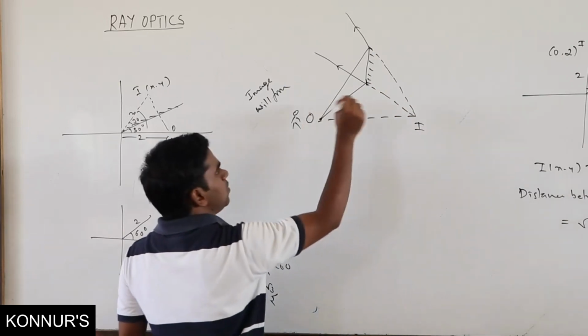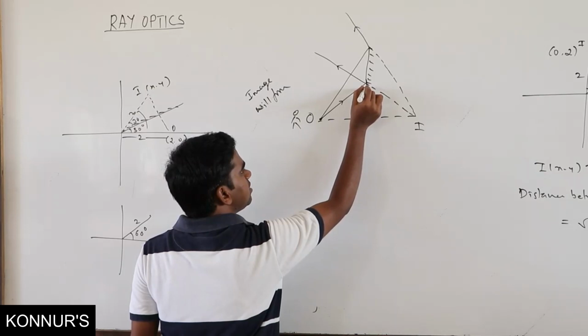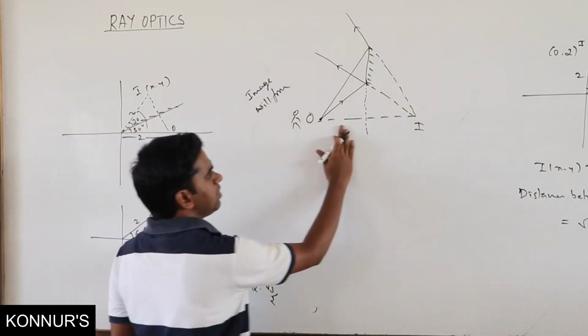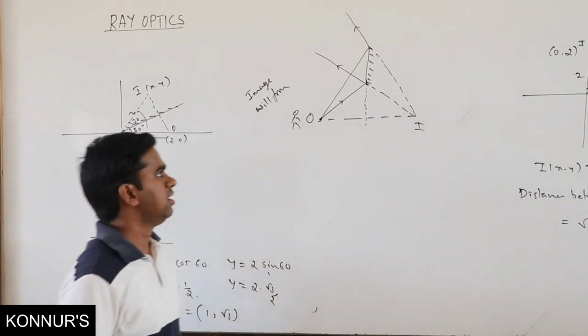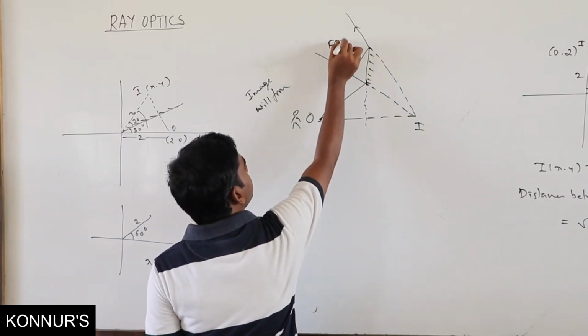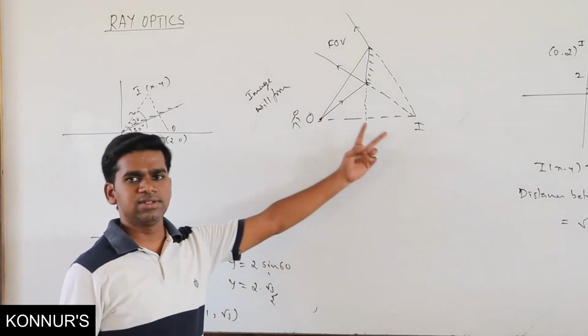So how can we calculate this distance? Again, you can extend this mirror, because we already know the plane mirror is the perpendicular bisector of the line joining O and I. This is what we call the field of view. You already know that one. So now we can calculate the distances here.